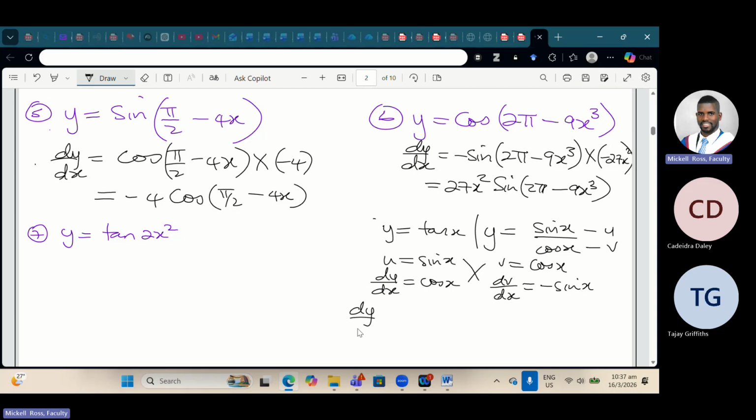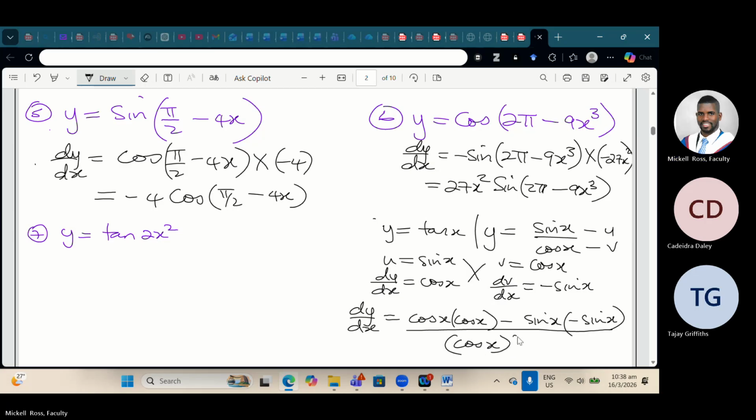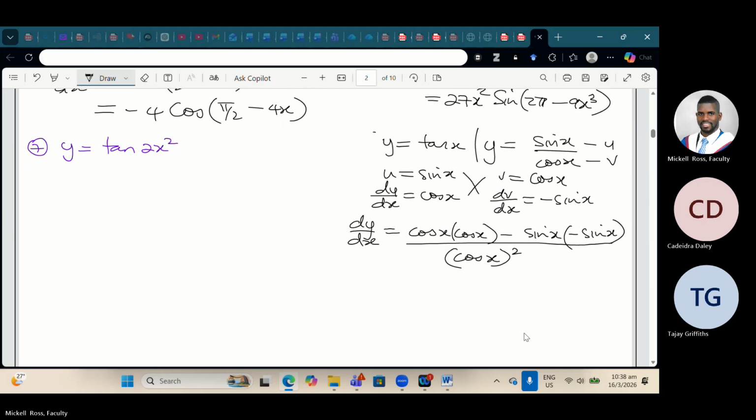The derivative with respect to x is going to be v times the derivative of u, which is cos x, times cos x, minus u times the derivative of v, which is sine x, times negative sine x. All divided by v squared, and we know that v is cos x all squared. So this is going to be equal to cos squared x, negative times a negative, positive sine squared x, all divided by cos squared x.